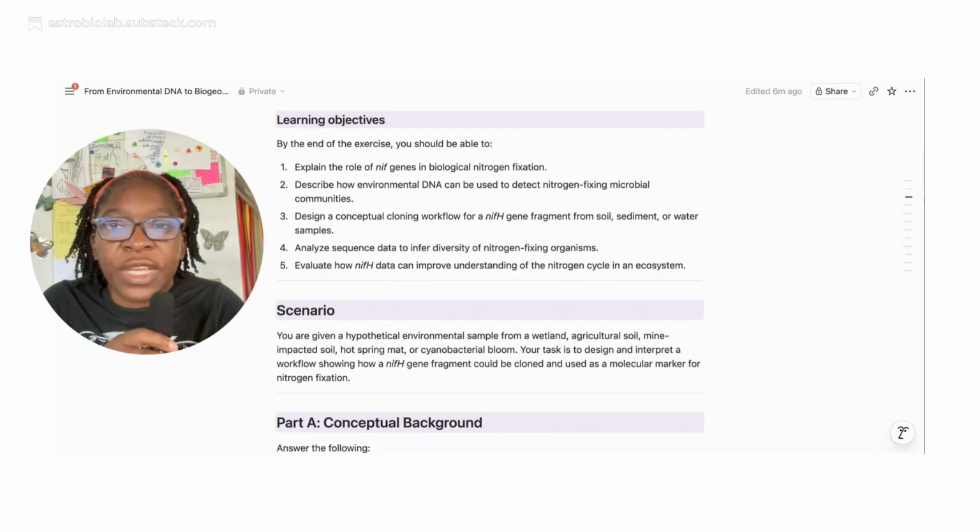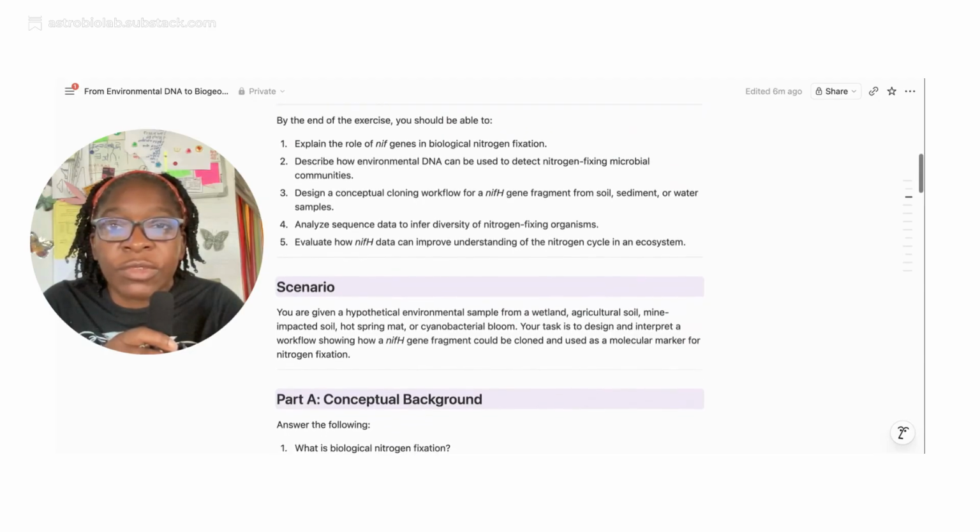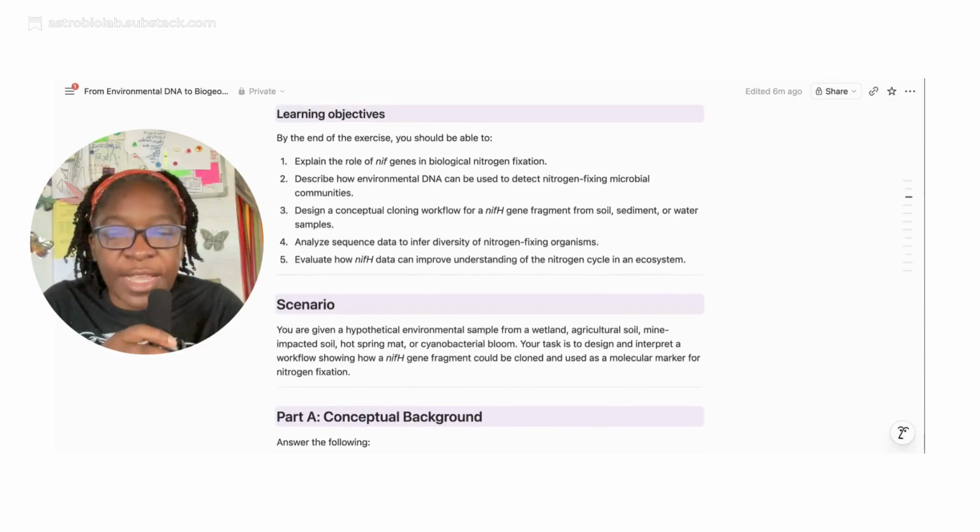And the objective here is fivefold. So, what you should be able to do, and if you can't do this, go through the exercise again till you can do it. That's the point of this exercise. You should be able to explain the role of nifH genes in biological nitrogen fixation. You should be able to describe how environmental DNA can be used to detect nitrogen fixing microbial communities. That is from different environments like a river or soil or something.